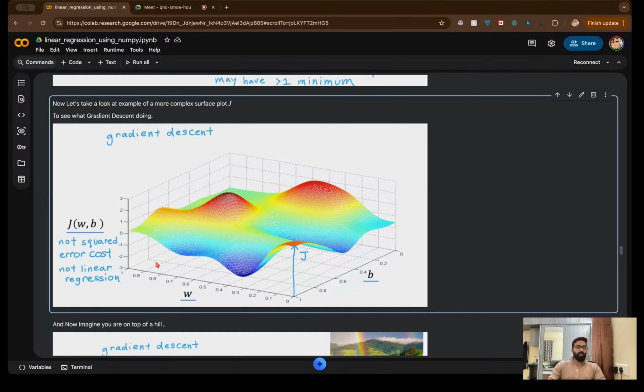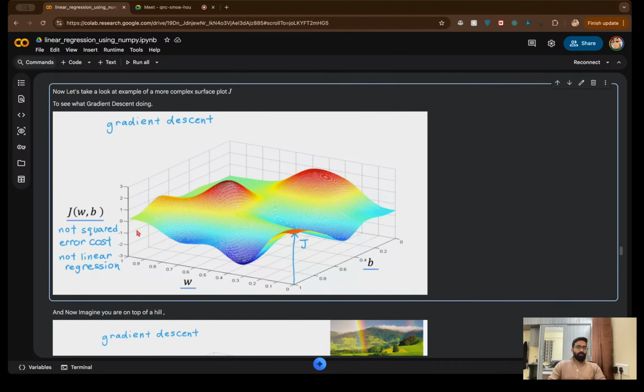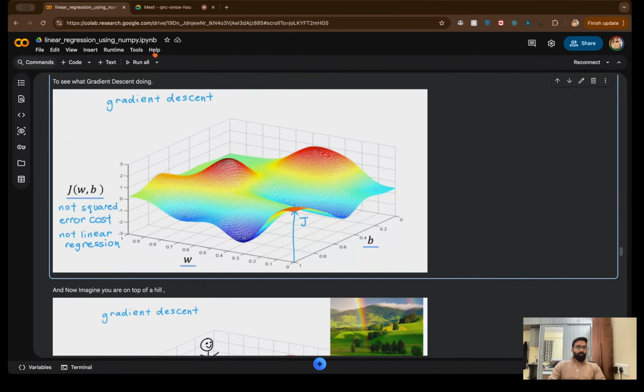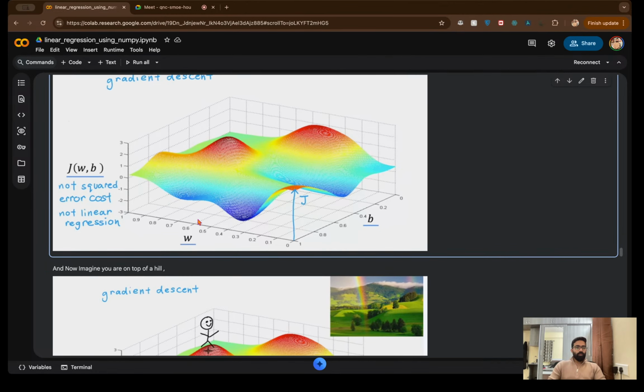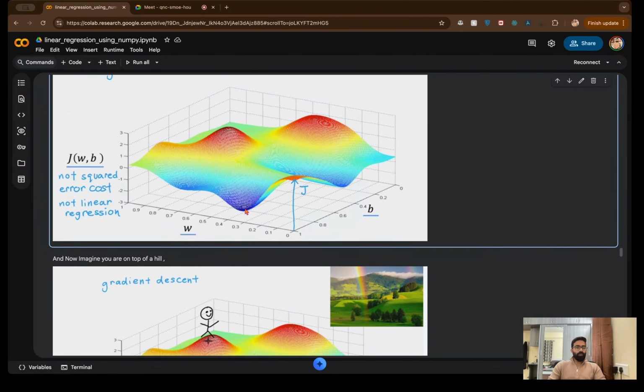Now you were asking whether the value can be negative or not. To answer your question, the value of the loss function can be negative, but it cannot be for the mean squared error that we are using. But for the understanding, let's say the blue part is the lowest possible point that we want to reach. This dark blue is the lowest point.